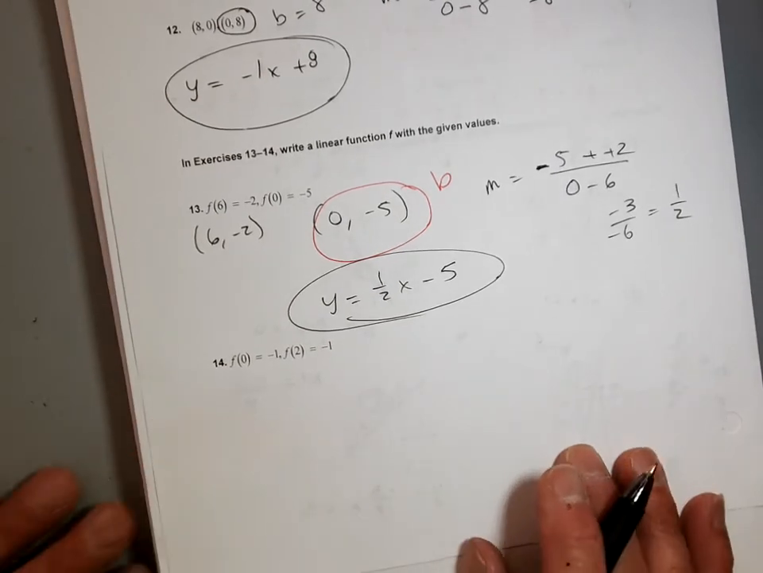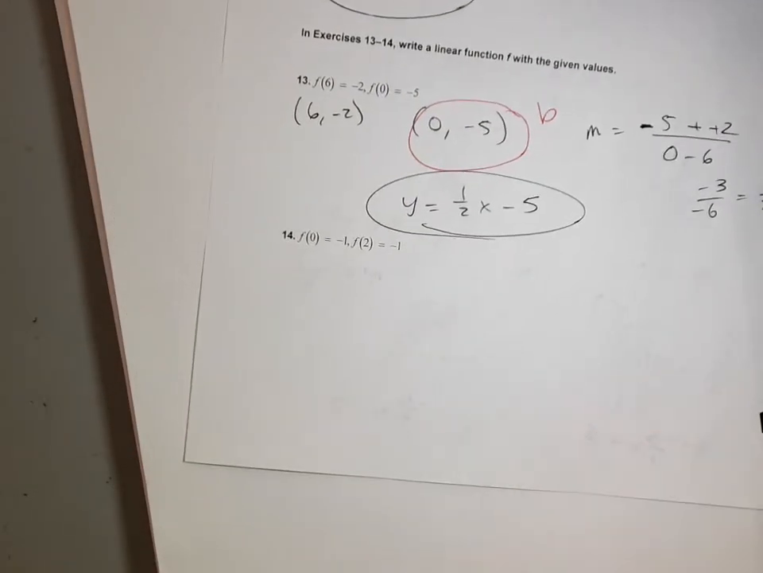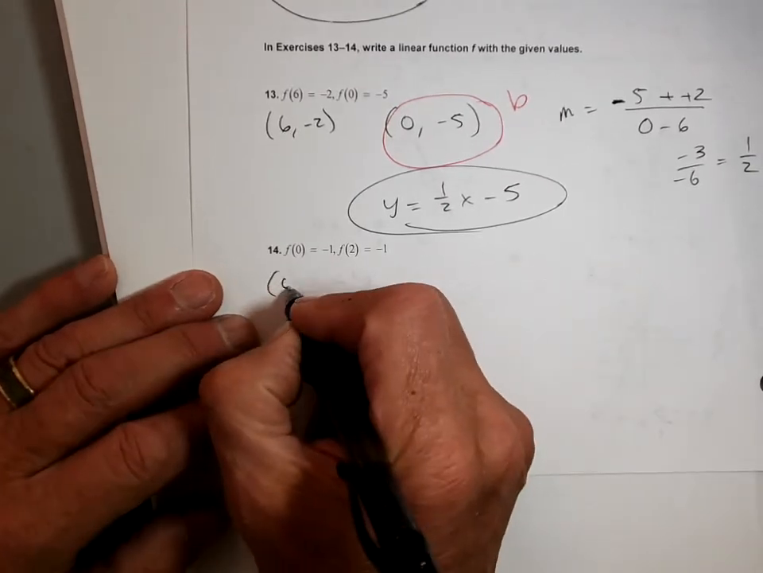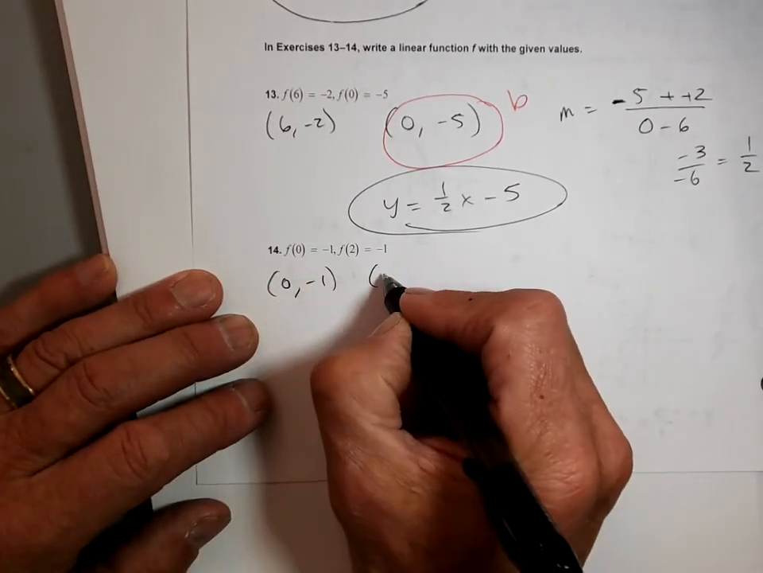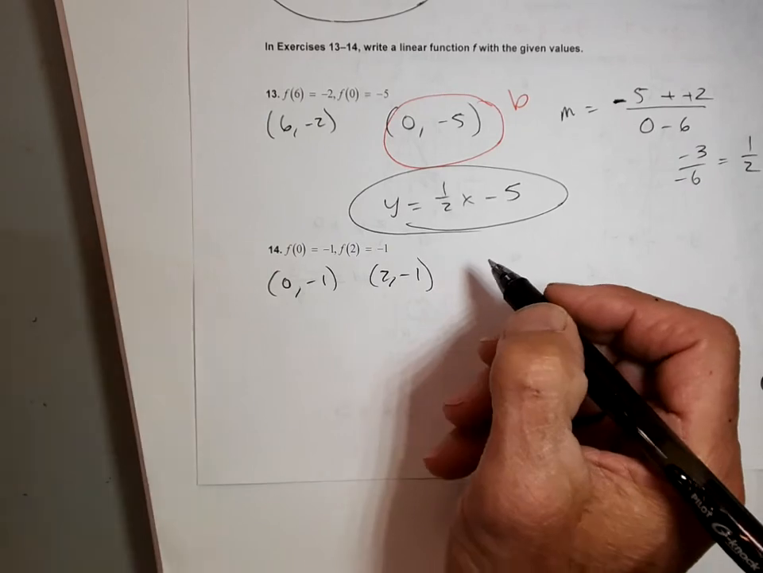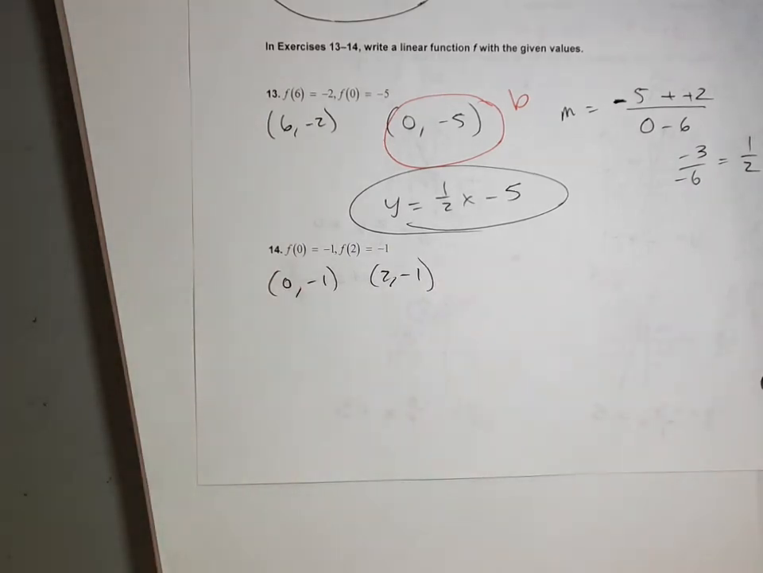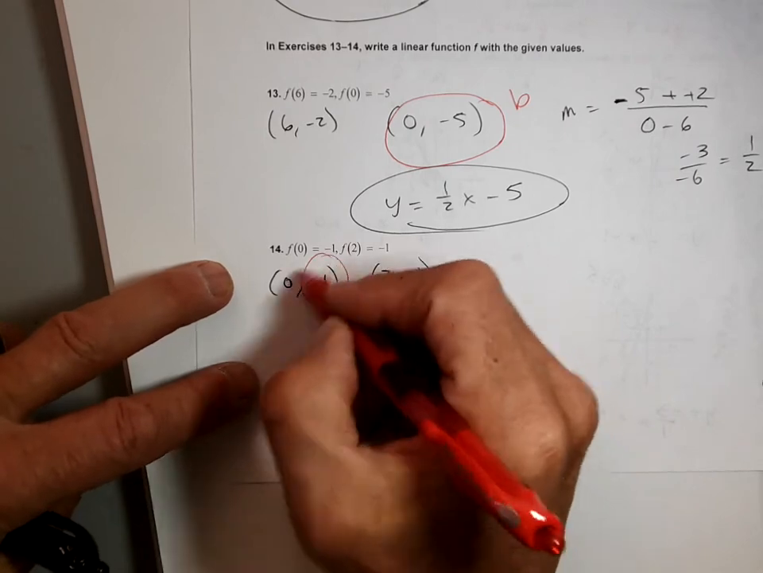Okay, now, number 14. We're not going to let this bother us. This really is a point, 0, negative 1, and 2, negative 1, okay? So we're going to rewrite it as a point, okay? So there's my b. 0, negative 1 means I go down. That's my y-intercept. That's my b.